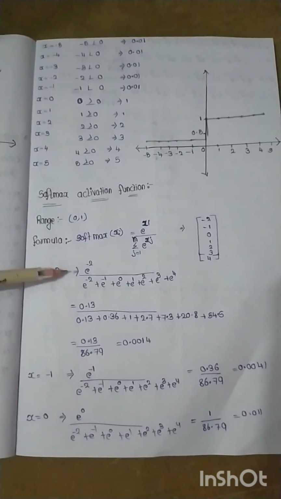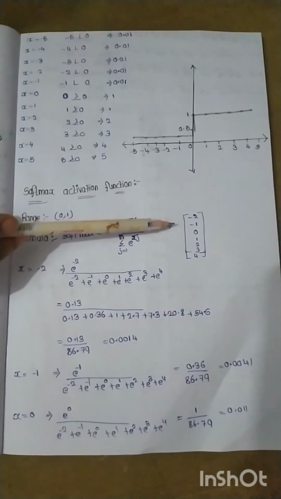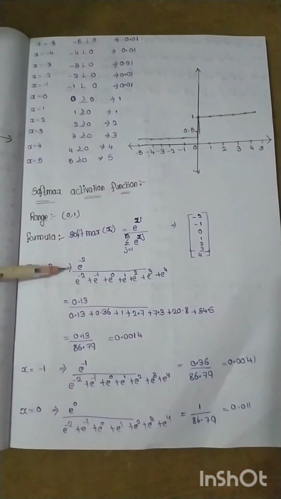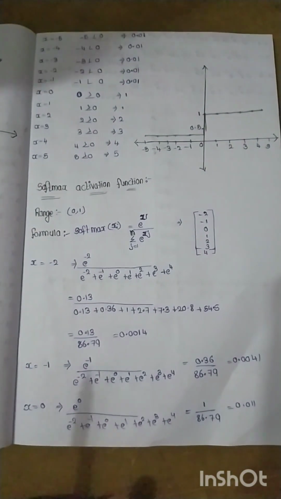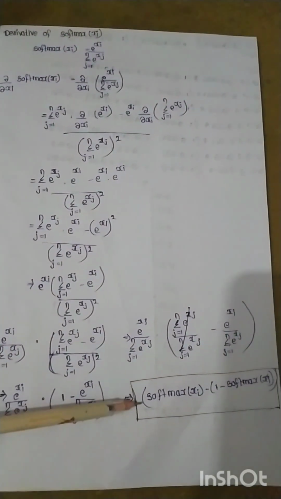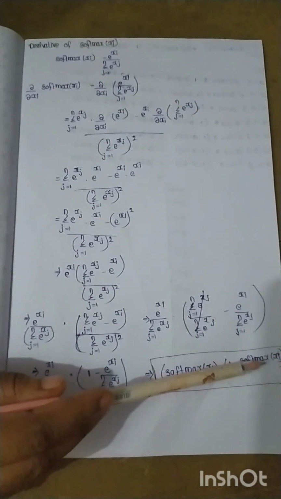For the graph, I have taken values from minus 2 to 4 and substituted them in this formula. Here you can see the value substitution and the output values, and placing those output values on the graph, I am getting the shape of the softmax activation function like this. And the derivative of the softmax activation function is softmax of x_i times 1 minus softmax of x_i.